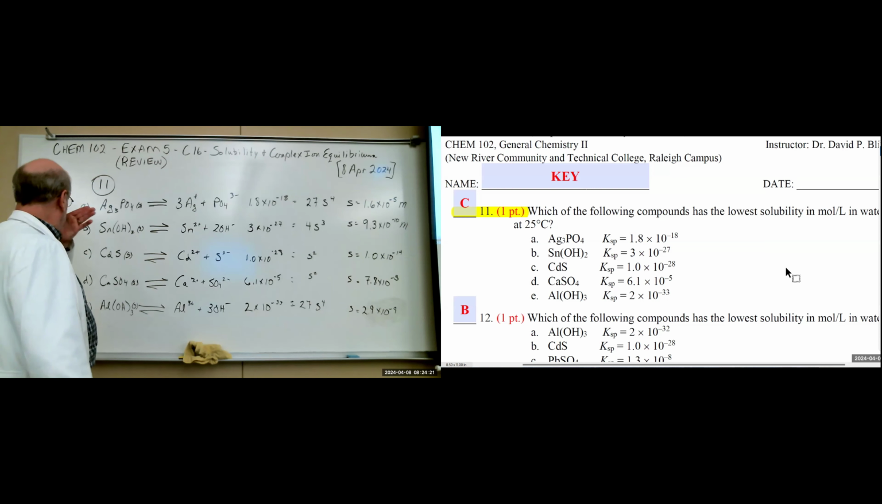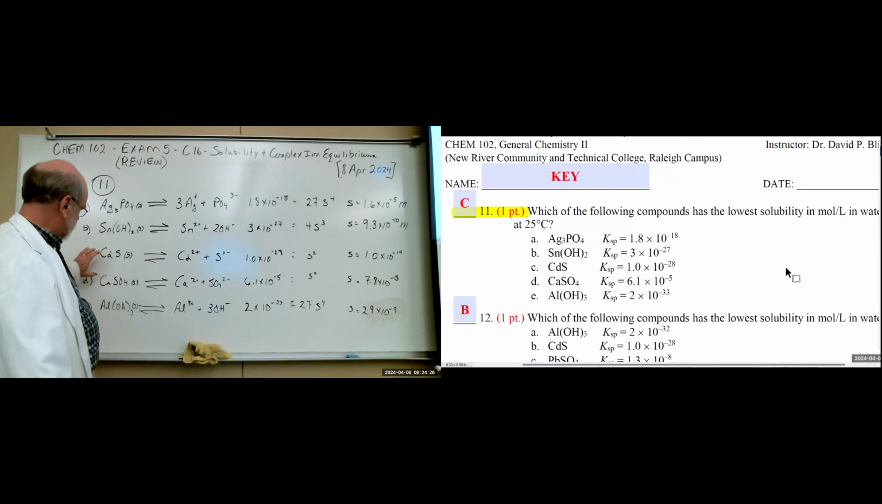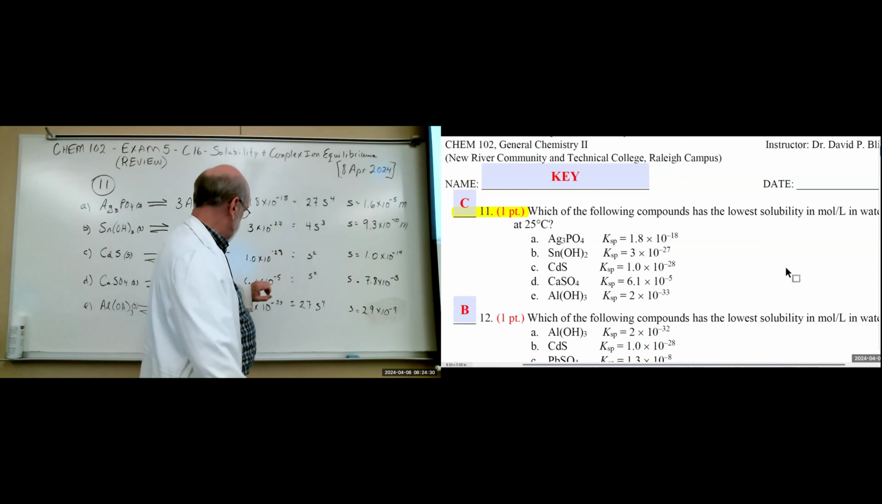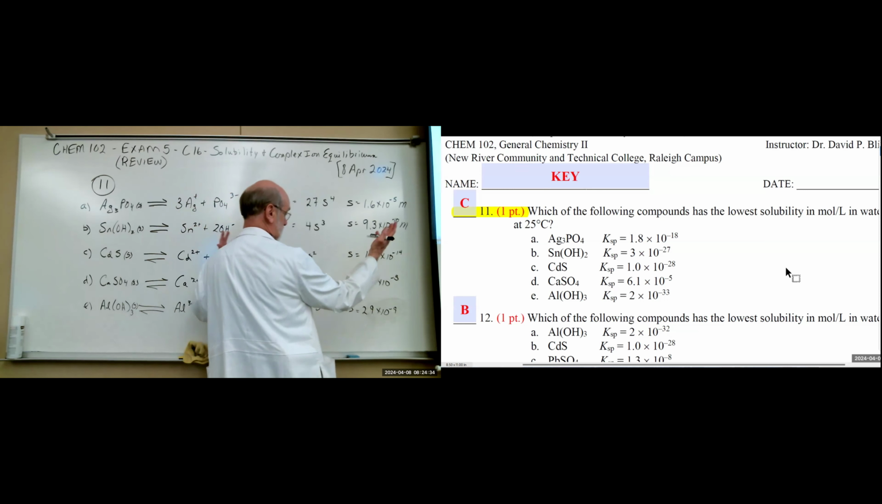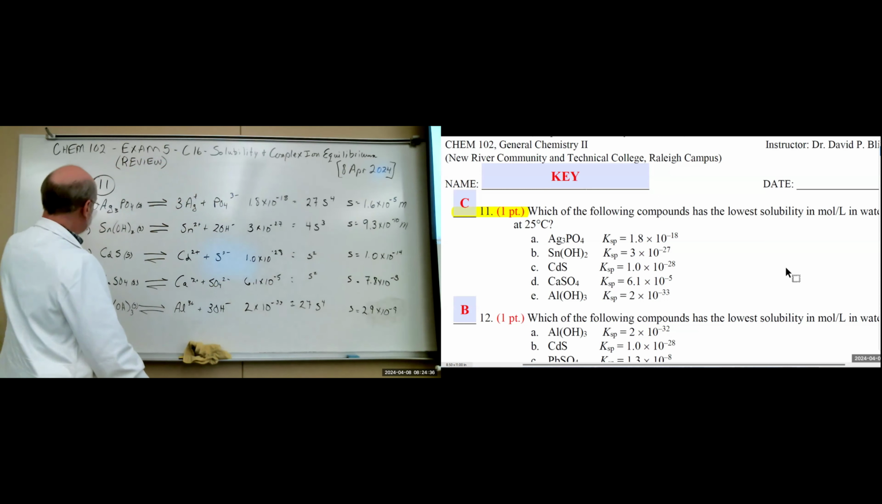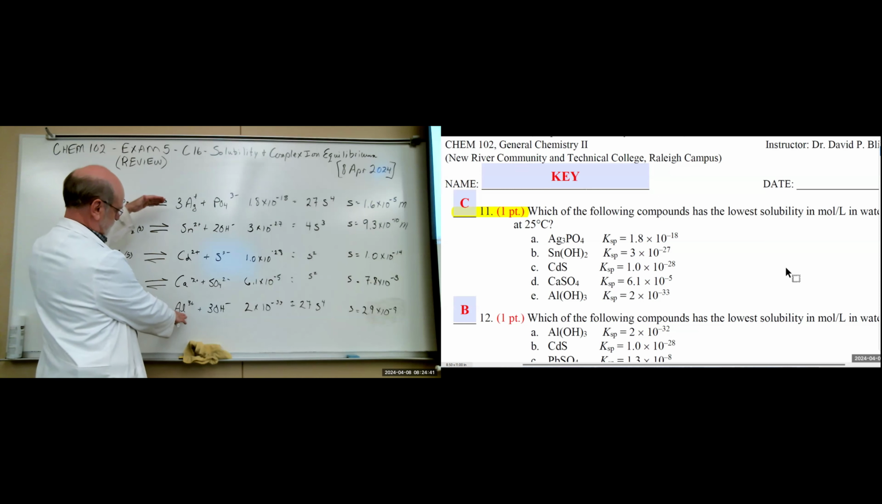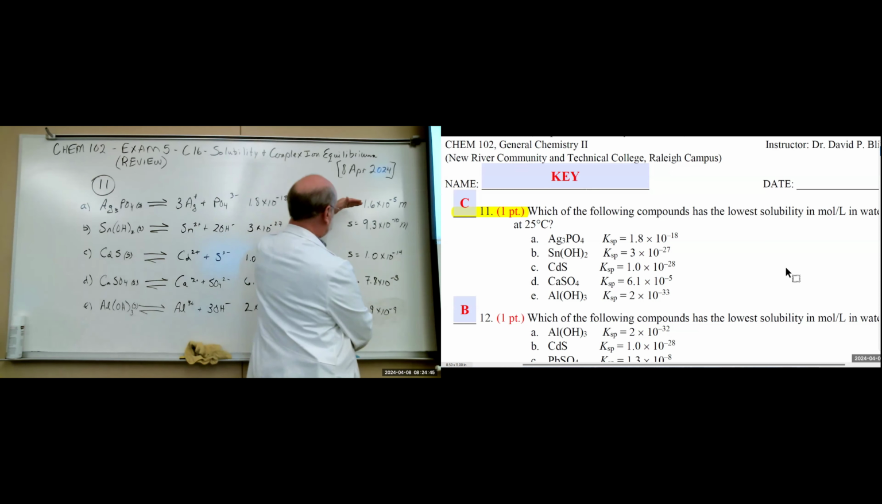Just to illustrate a point, if we were comparing just these two, they both make the same number of ions. And if we compare these two values, this one's higher than that one. If we compare these, which have 4 ions produced, then this one's higher than that one, and that one's higher than that.